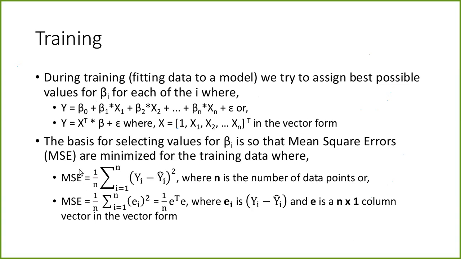Or actually we can represent the same mean square error in this vectorized format, right? Where E is represented by yi minus yi hat, right? So this is given in the vectorized format. Either way, what you are going to do is change these values in the beta vector, so that this mean square error is getting reduced again and again, right? That is what we are doing during the training.